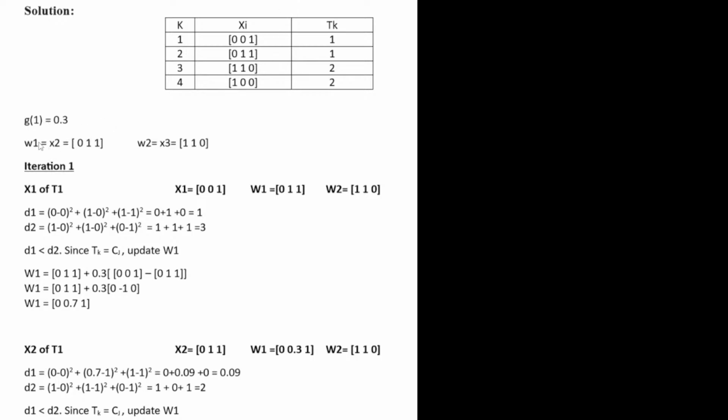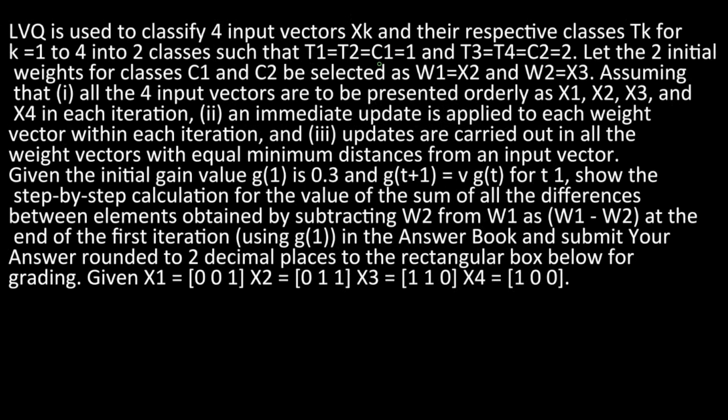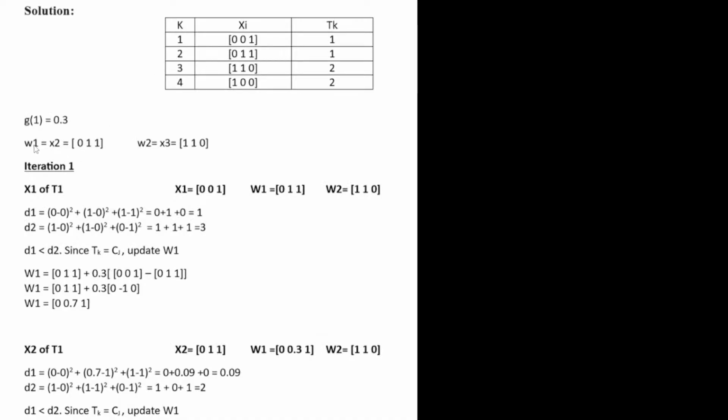Now we know that w1 is equal to x2, that relation is given in the question, and x2 is this value. Then they also mentioned w2 is equal to x3, which is this value. So we take this 0 1 1 and equate it to w1, and 1 1 0 to w2. So that's what we did here: w1 is equal to 0 1 1, w2 is equal to 1 1 0, and then we are going for the first iteration.